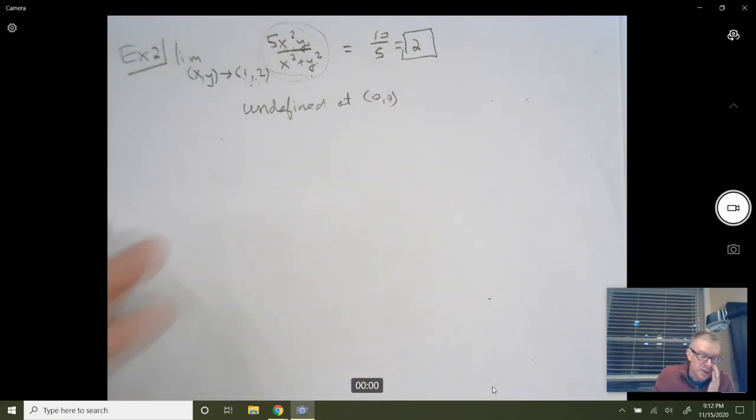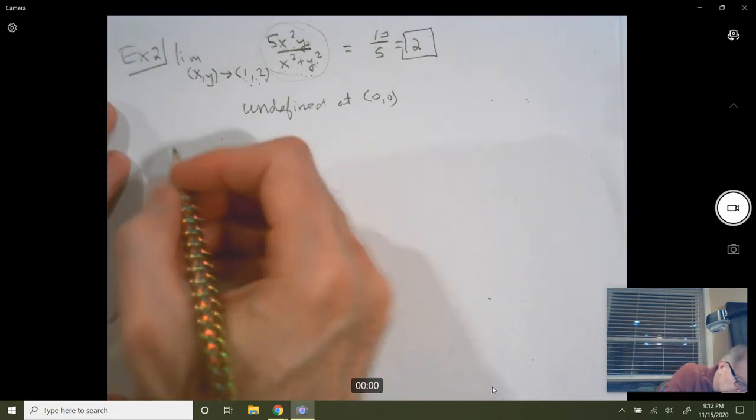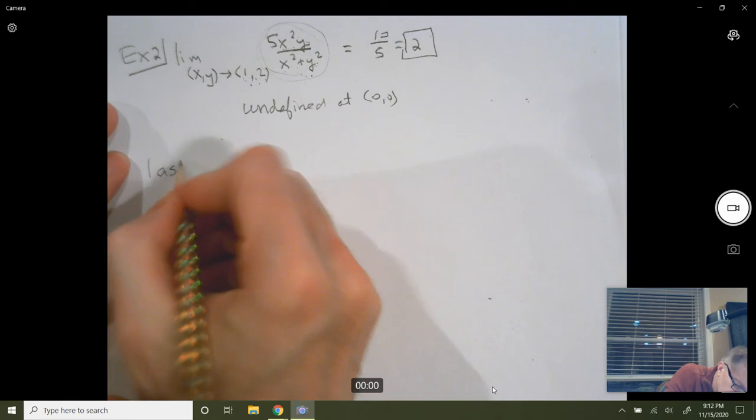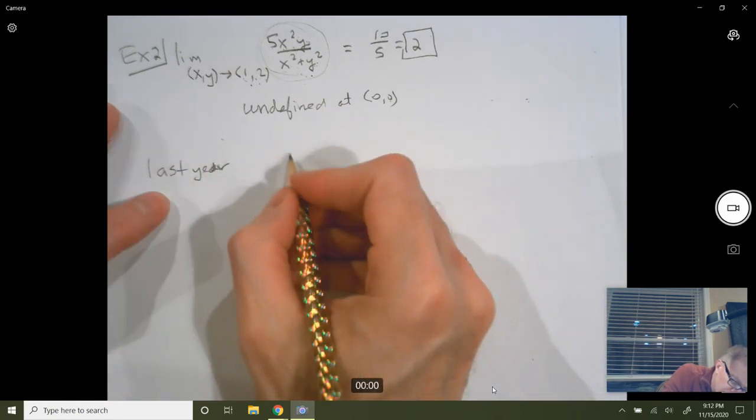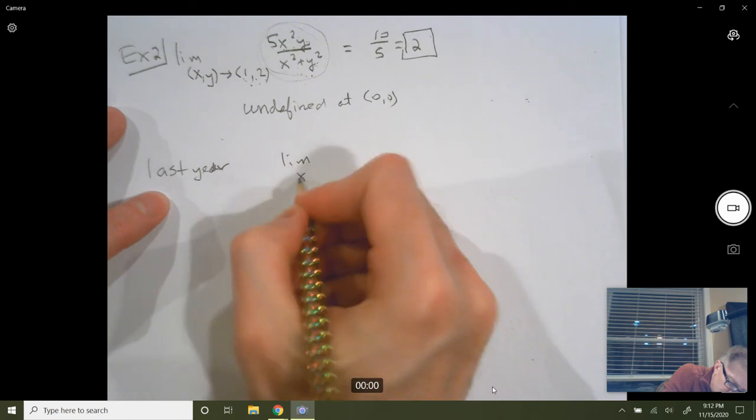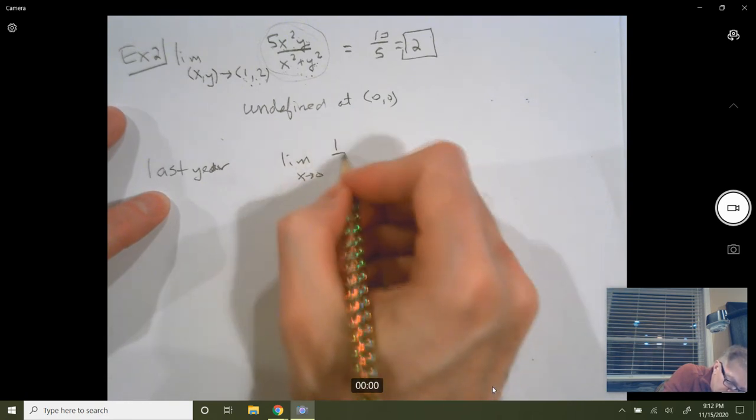Okay, I'm going to talk a little bit about finding a limit. So last year in BC, when you found a limit, you had to check that the limit existed from the right side and from the left side. Those limits from the right and the left were the same. So if you had a limit, this is just an example from last year, maybe you're finding the limit as x approaches 0 of 1 over x.